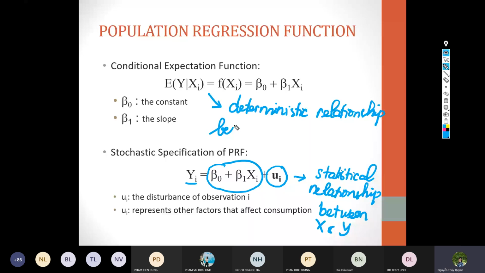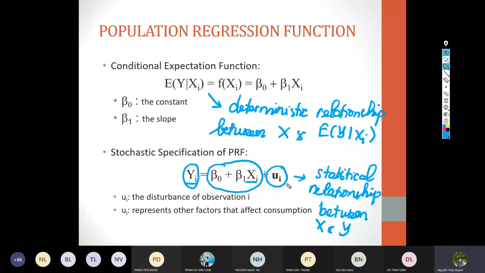Remember that. The population regression function shows the deterministic relationship between X and the conditional expected value of Y, and the stochastic form of the population regression model shows the statistical relationship between X and Y. Because the disturbance, the error term here, is also a stochastic variable, for one level of X we can have different values of Y, because the value of Y also depends on the random term, that is the disturbance.